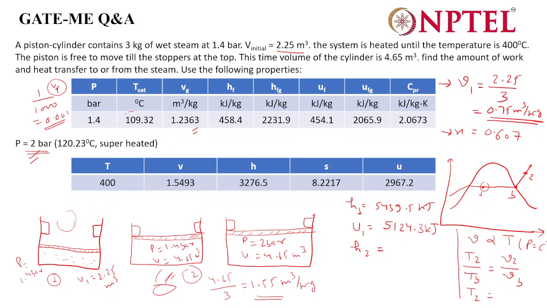Sir, here T2 means degree of superheat or like that? No, I am saying what would be the temperature here. T2 is 400 degrees Celsius. No, it is not T2. Here pressure is 2 bar, but here pressure is only 1.4 bar. So now after this we will do a constant volume process.